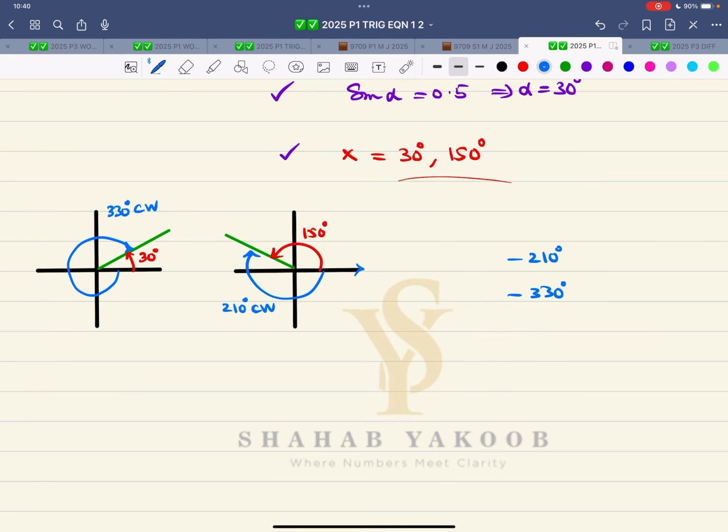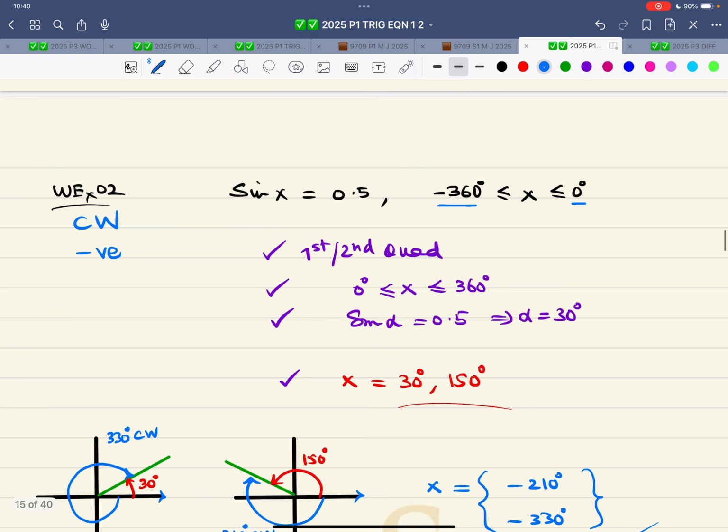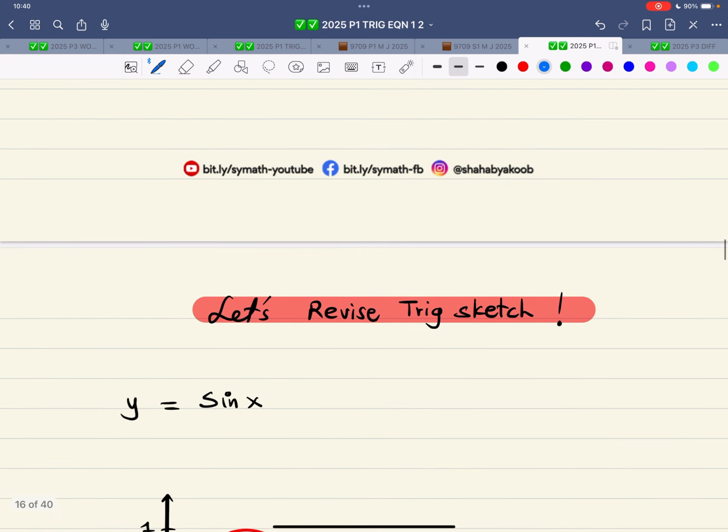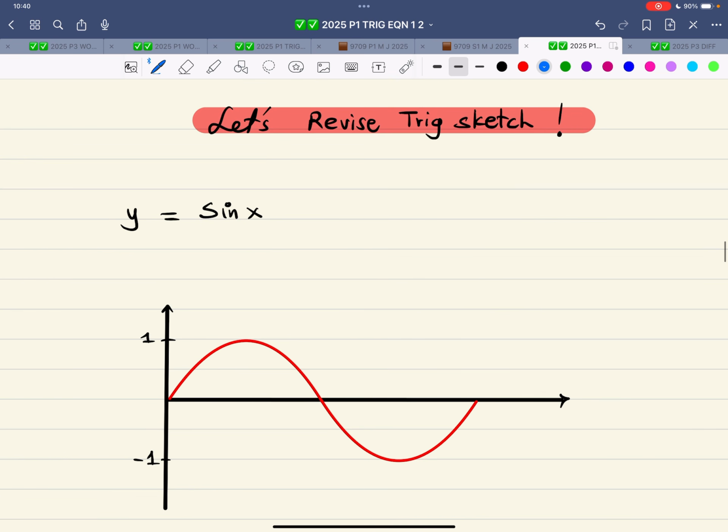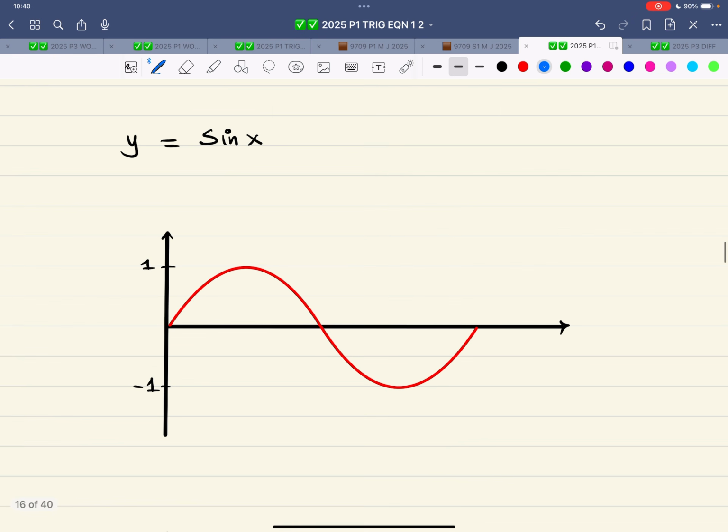Of course, we are measuring it with the positive x-axis, whether clockwise or anti-clockwise. So now the answer is x equals these two angles, and that is how this question is done and dusted. Now, what is the special thing for which I'm making this video? The purpose of making this video is to apply the concept of trig sketch over here.